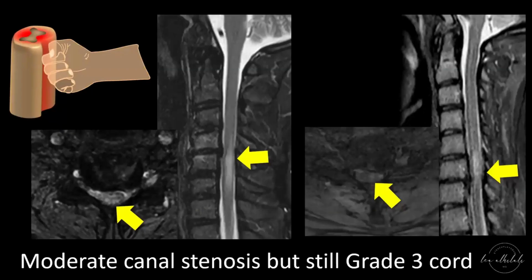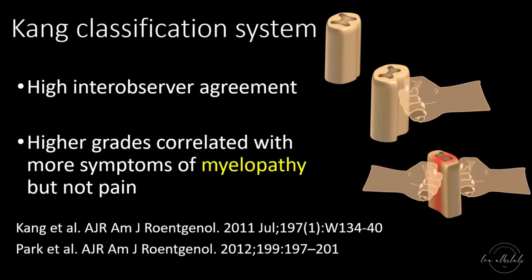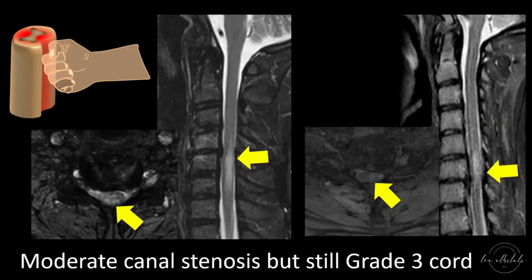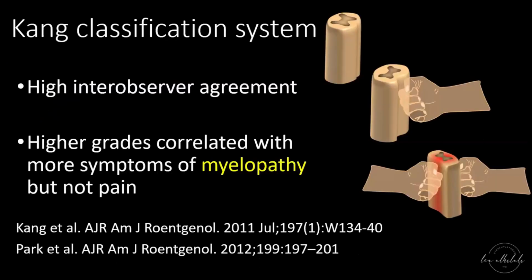So even if they only have moderate canal stenosis, if they have cord signal abnormality, it is still a very significant finding, and it increases the urgency with which the patient needs to be treated. So remember, this is independent of the degree of canal stenosis. So you can have cord deformity even if there's lesser degree of canal stenosis.